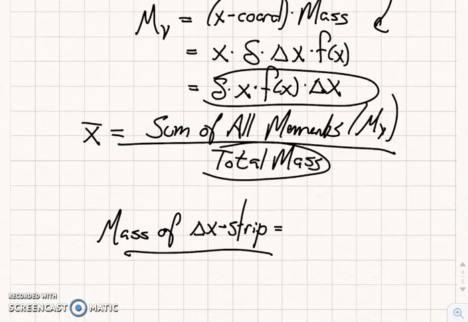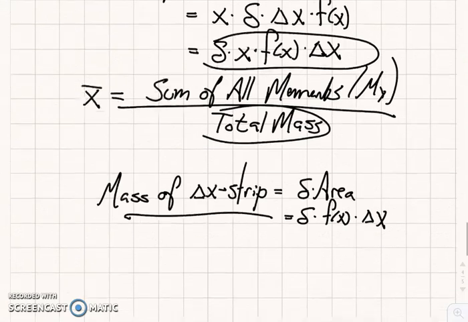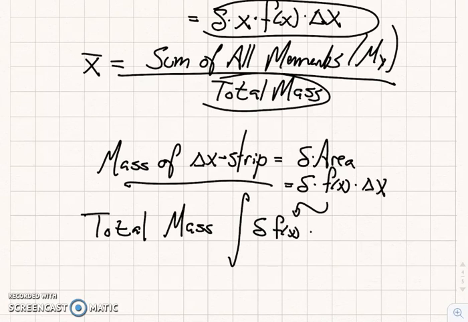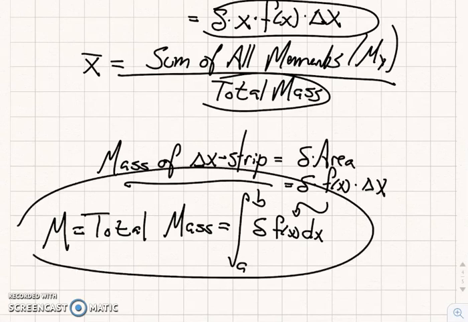is again the density times the area, and that is density times height times width, right? That's just the mass of the one strip. And so to get the total mass, we sum the masses of all such strips and take the limit as n approaches infinity, and that gives us an integral delta f of x dx as x ranges from a to b. So that's our total mass, and we denote that by m for total mass.